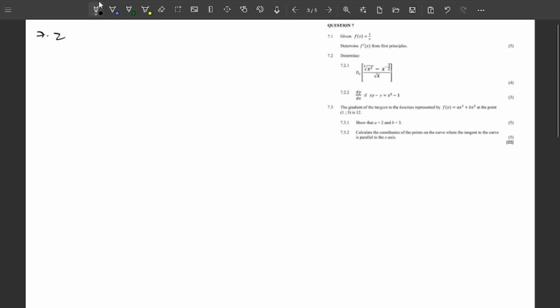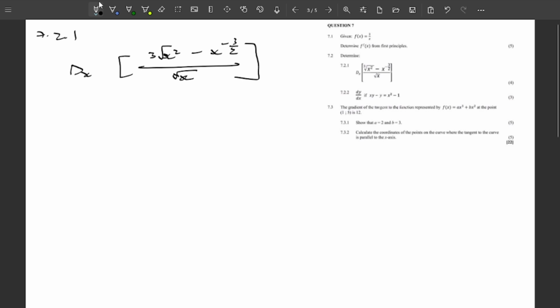Now moving to 7.2. This one asks us to find the derivative of the cube root of x squared minus x to the power of minus 3 over 2, all over the square root of x. So what would happen first is you write the dx, all over the square root of x.